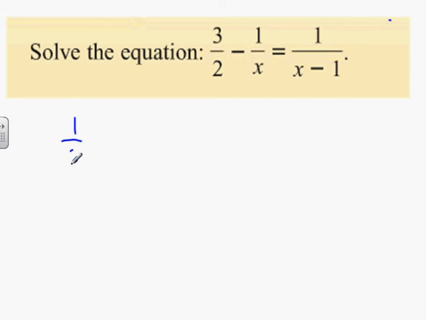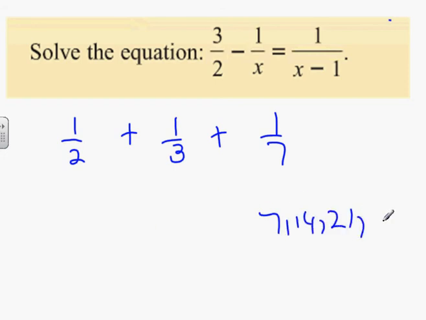If I gave you a question like this, 1 over 2 plus 1 over 3 plus 1 over 7. Most of you would try the old school way. You go, all right, what's the common denominator? You'd count up in 7s, and you keep counting up in 7s until you find a number that is divisible by 2 and 3. That'll be your common denominator. Now there's another way of doing this.